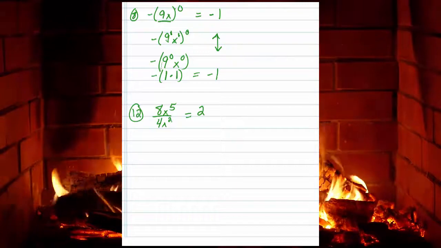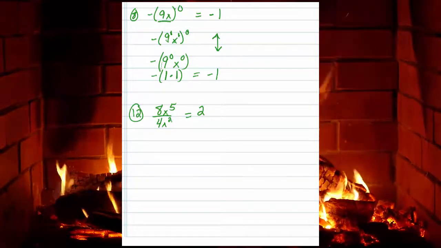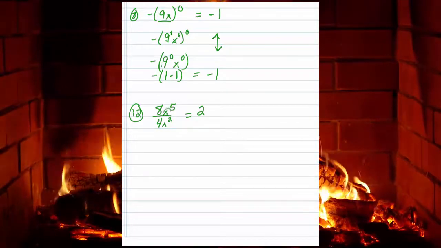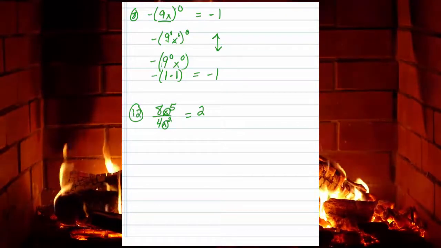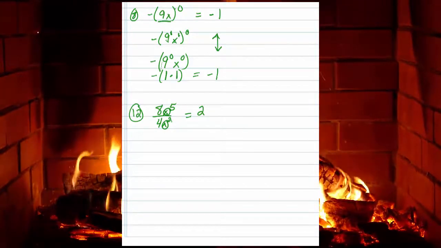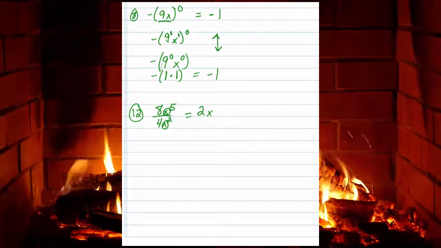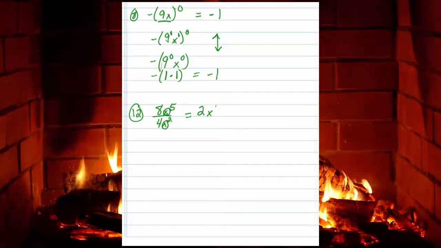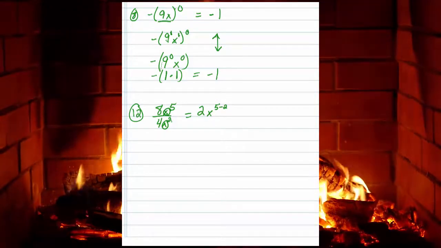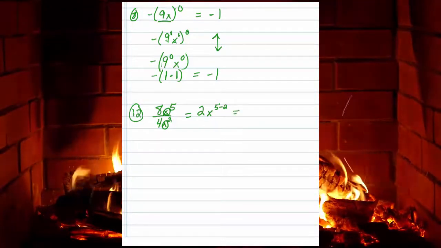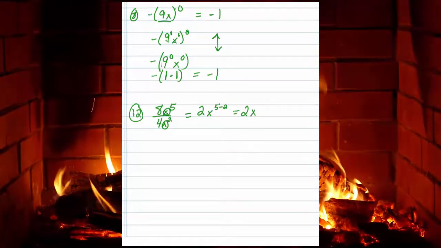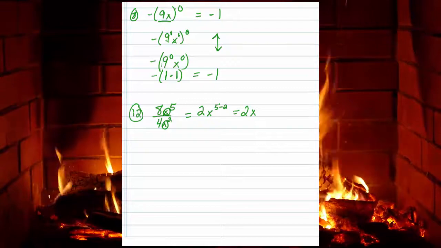Now the next part I'm going to deal with is my quotient rule, because I have x's that share the same base and both are being raised to a power. So our quotient rule tells us that we can keep the base and subtract the powers. So x to the 5 minus 2. Now again, we're going to clean this up a little bit, and that will leave us with 2 times x. 5 minus 2 is 3, so raised to the third power.